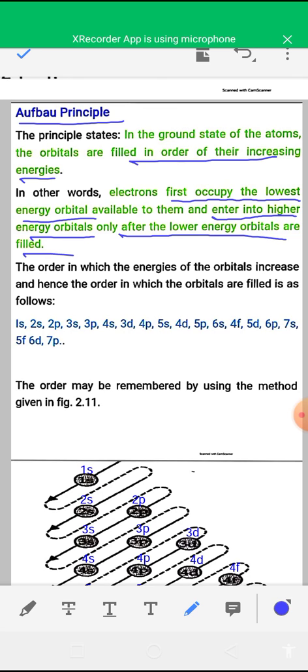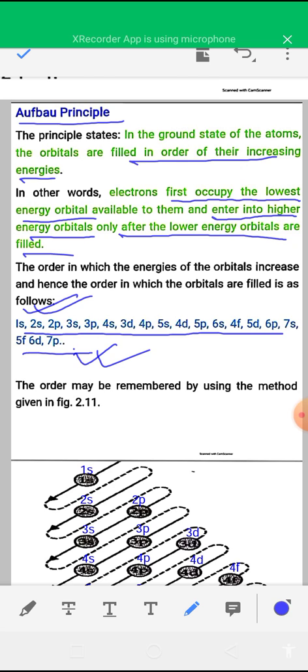The increasing order of energy of different orbitals is given here. You can see, this is the increasing order of energy of different orbitals. Energy of 1s is less than 2s, less than 2p, less than 3s, less than 3p. This is the energy order of different orbitals.